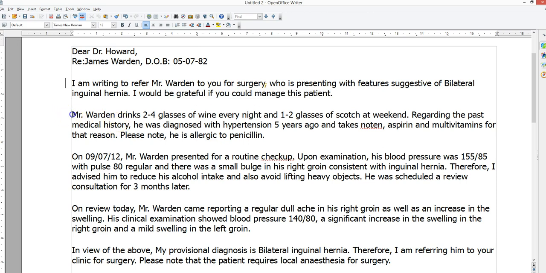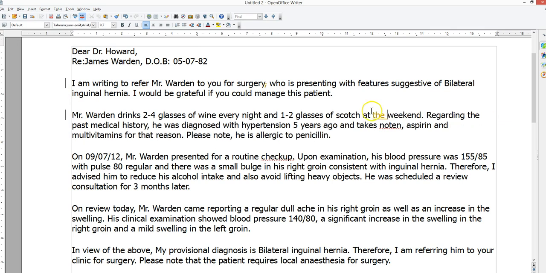Now, the next thing is, as I have mentioned before on several occasions, don't just drop in a sentence without some explanation. So you say, "I am referring Mr. Warden to you for surgery. Mr. Warden drinks 2 to 4 glasses of wine and 1 to 2 glasses of scotch at the weekend." Well, I'm sure that's very useful information, but do we need it immediately there? I think I remember the case notes from this. Isn't this the guy who was lifting heavy objects in his garden? He was lifting some logs, and he got himself a hernia. I think so. So if that's the case, surely that's what we should be talking about. That should be the main information here.